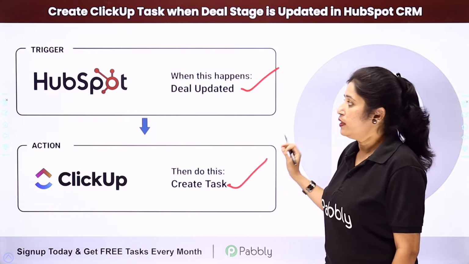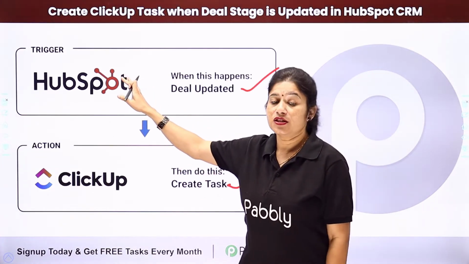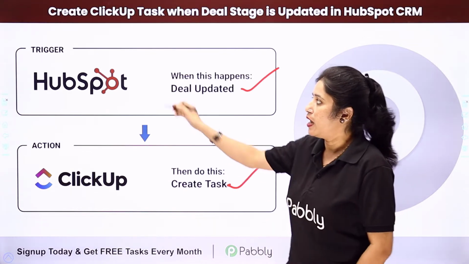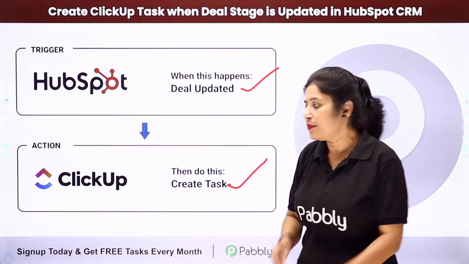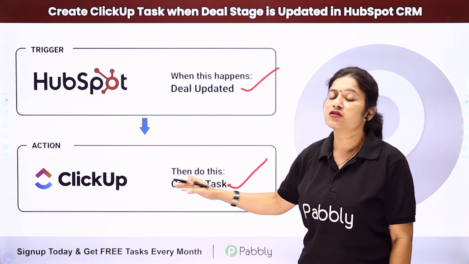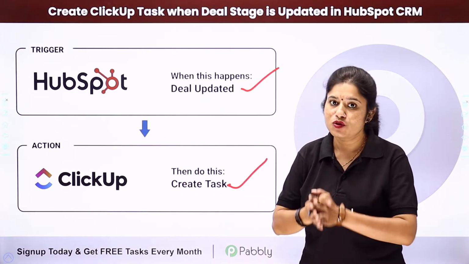For that, you need to integrate your CRM software application, that is Hubspot CRM, with ClickUp. So here your trigger application would be Hubspot CRM and your action application would be ClickUp. So how can you integrate both these software applications using Pabbly Connect? For that, you need to come to my screen.